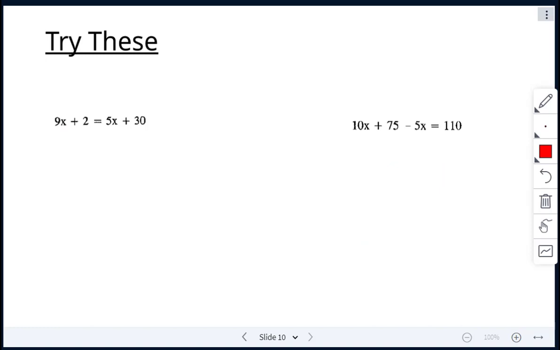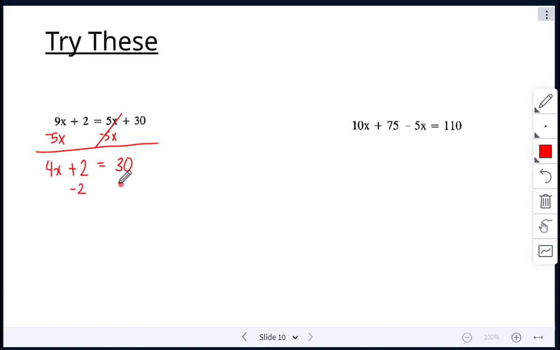Okay, so we have a typical type 3 equation here where we have an x on the left side. We also have an x on the right side. So we have to bring this over the equal sign. We're going to subtract the 5x on both sides. On the right side, 5x minus 5x just cancels out. Here on the left side, we have 9x minus 5x, which leaves me with 4x plus 2 is equal to 30. Now it looks like a type 2 equation.